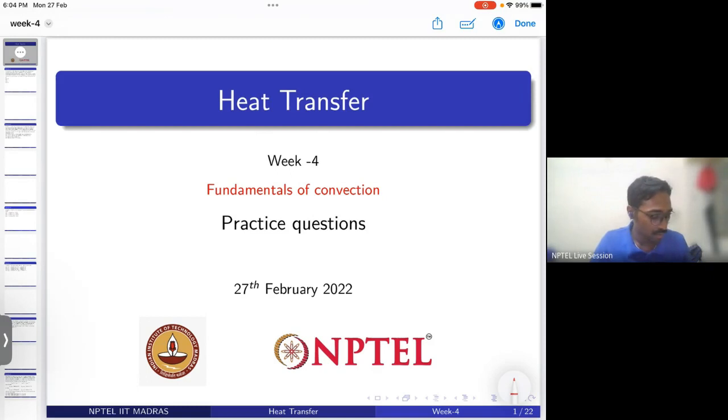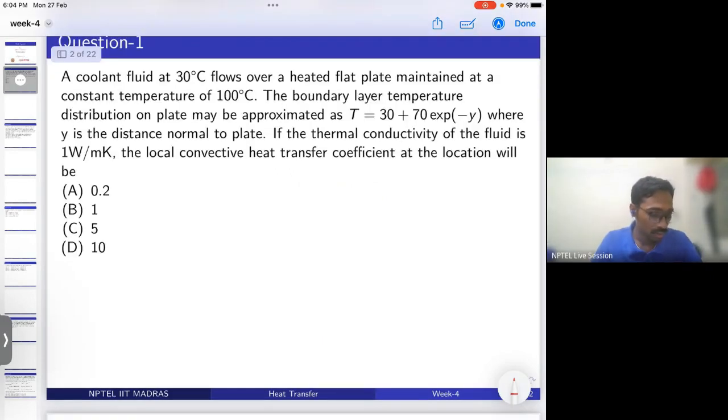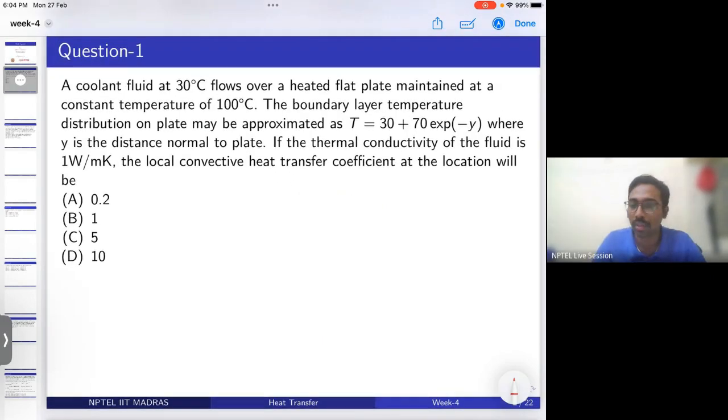First, we will start with the first question. We will follow the same pattern: I will give you some time to solve the problem, and after that, I will solve it for you. Okay, so this is the first problem.